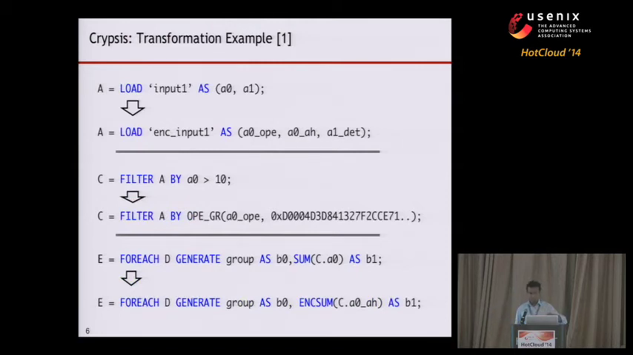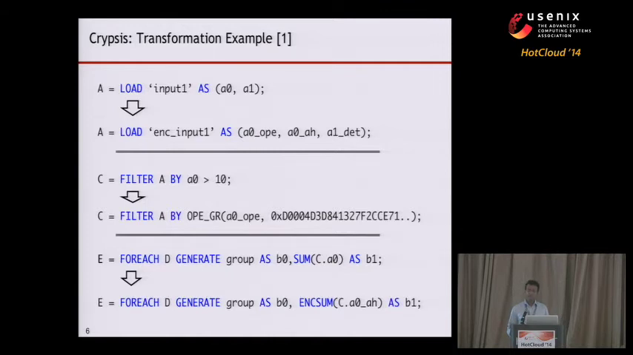Look at the last portion, where we're deriving the relation E. In the plain text query which the user writes, the user writes something like: for each D, generate group as B0, selecting the group by column, and then find sum of A0 as B1. So there's an alias operator as well. We translate that into our target script, where the sum operation gets replaced by an encrypted version of sum. So there's no magic here.